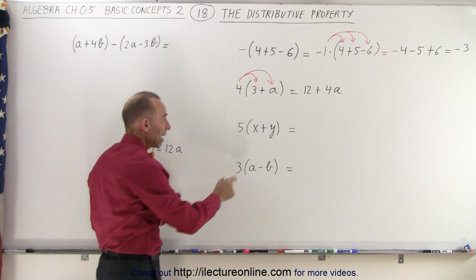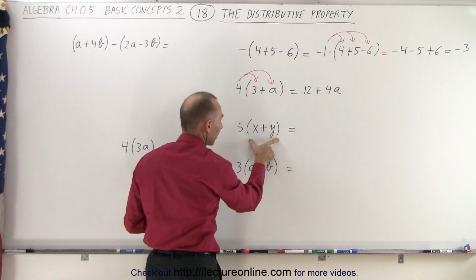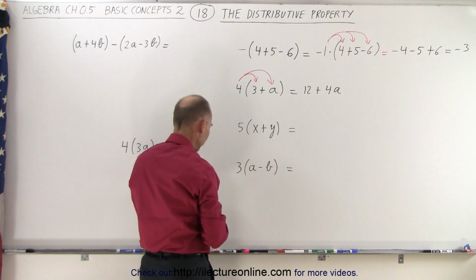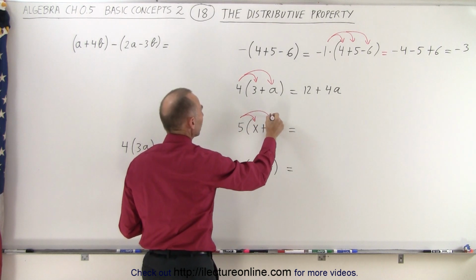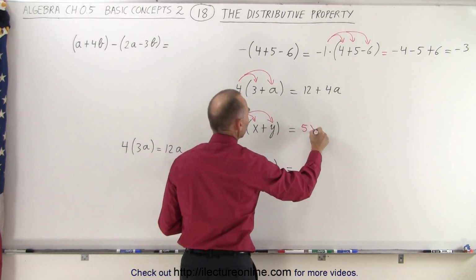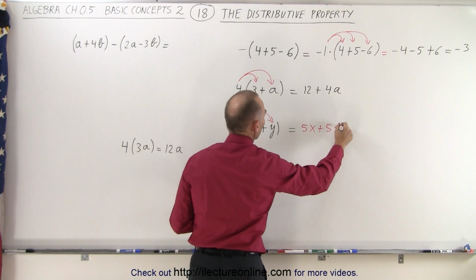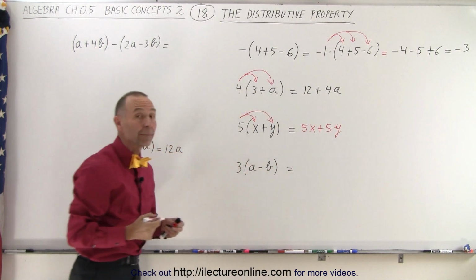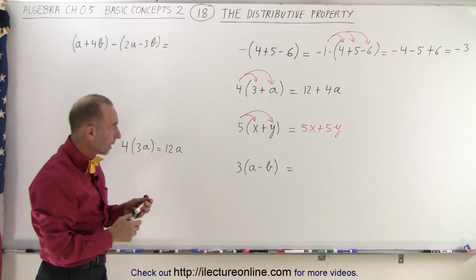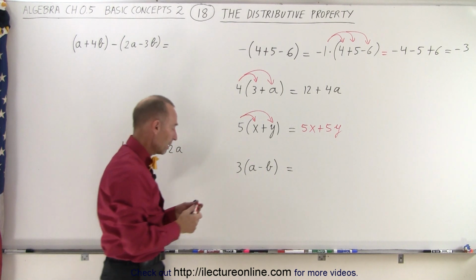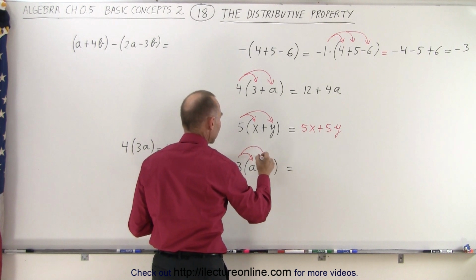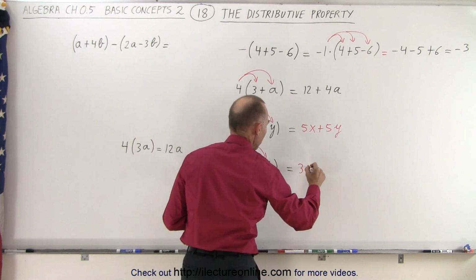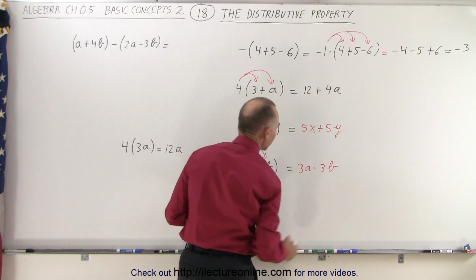Here again, we have x plus y inside parentheses times 5 in front, so we know the 5 is applied to both the x and the y, so this becomes 5x plus 5y, and that's the typical type of thing you'll see in algebra. Here we have 3 times a minus b. Again, the 3 is applied to the a and to the negative b, so this becomes 3a minus 3b.